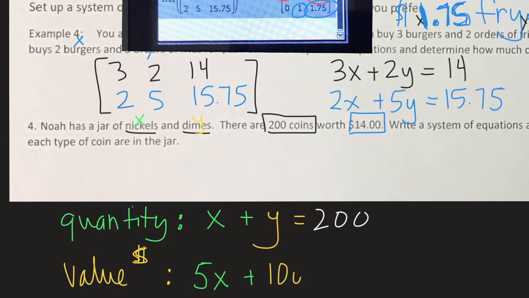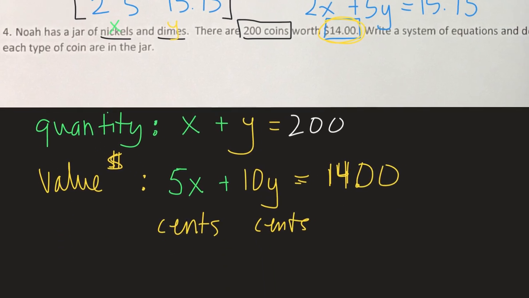10 cents. So 10 for every dime equals, well, if this was in cents and this is in cents, that means my $14 has to also be in cents. I can't say equals 14 because according to my units, that means 14 cents because these are in cents. So this would have to be cents. So if we're going to use cents, how many cents is $14? 1,400 cents.